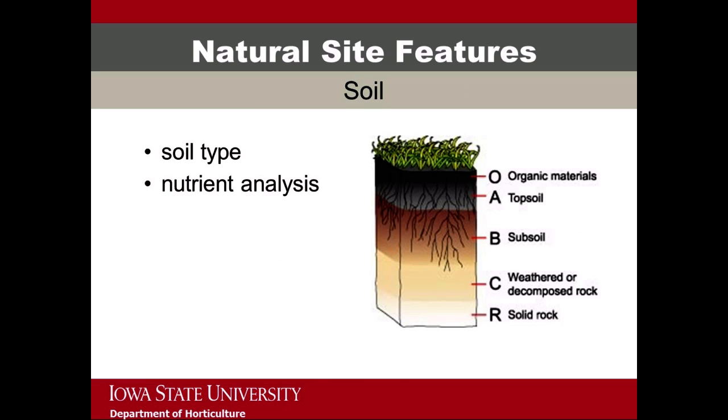Soil type is a natural site feature that affects what types of plants you can propose as a designer, as well as determining the type of drainage a site may have. You can have a nutrient analysis done on the site, as well as a do-it-yourself ribbon test. If you are not familiar with this test, it involves taking soil and smashing it between your forefinger and thumb to see how long of a ribbon you can make. This easy test helps to determine how much clay and sand are in the soil. The longer the ribbon, the more clay is in the soil. The more difficult to make a ribbon, the more sand is in the soil.